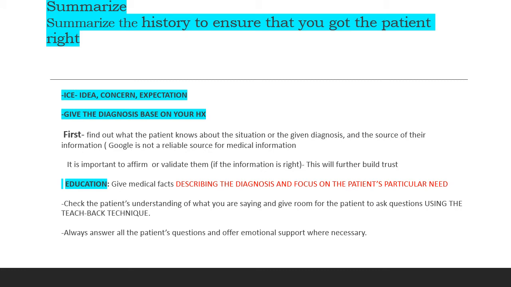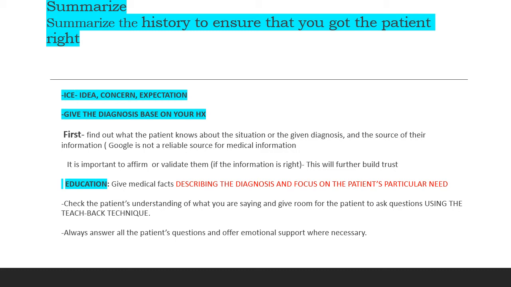So as for summary, try to summarize the history to ensure that you understand what the patient has said. You've understood the idea of this visit, the main concern the patient has, and the expectation for this visit. Having done that, you should be able to give your patient the diagnosis based on the history you have elicited.